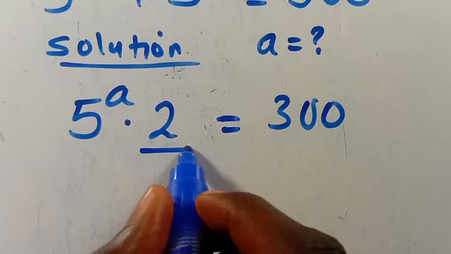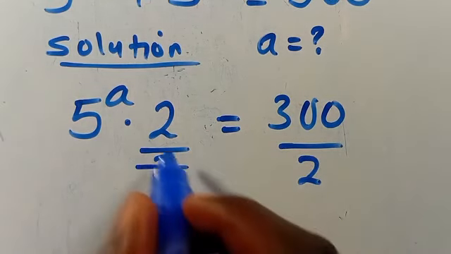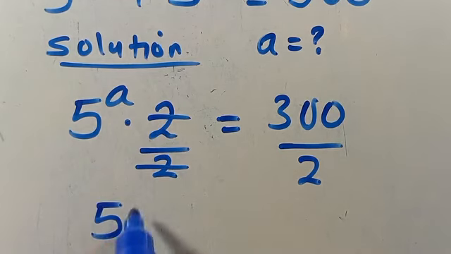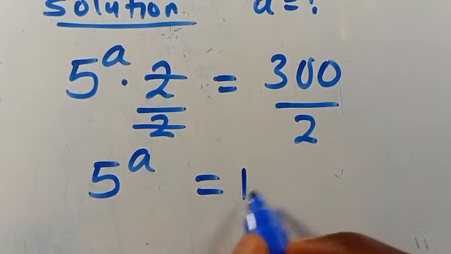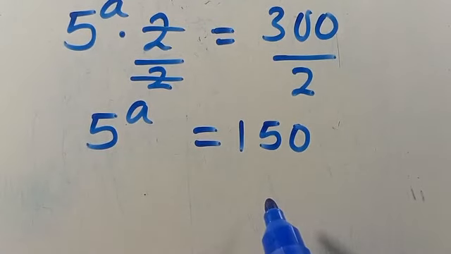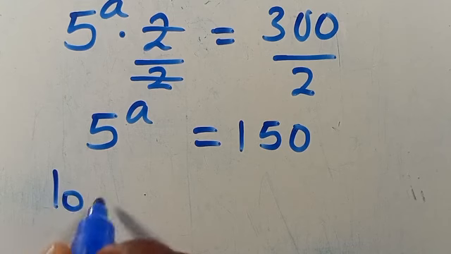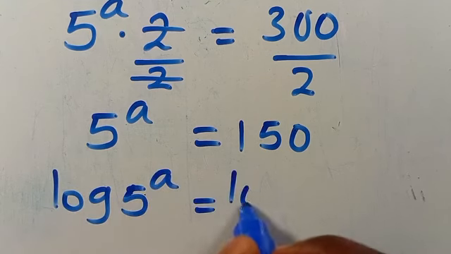So from here, let's divide through by 2. These two cancel. We have 5 to the power of a equals 300 divided by 2, which is 150. So let's introduce log to both sides. So here will be log 5 to the power of a equals log 150.